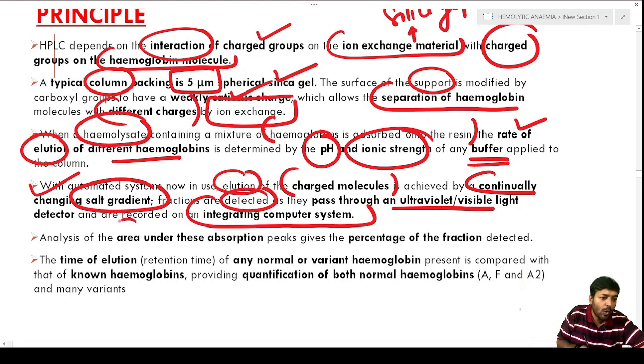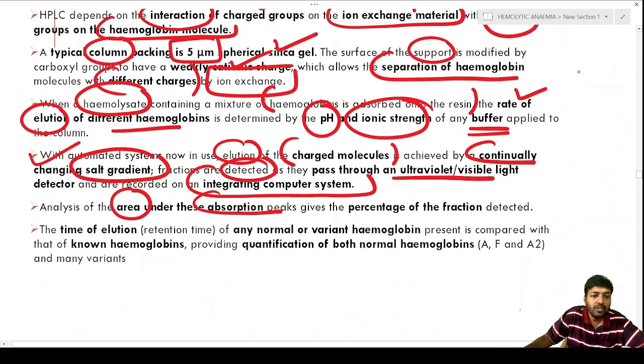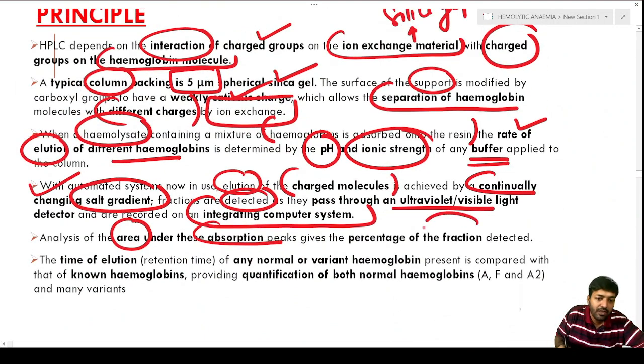So, analysis of the area under the absorption peak. As I told you, if you analyze, for example, HbF, this is the area under the peak. For HbA1c, this is the area. For HbA, this is the area under the graph. So the area under the graph that you are watching gives you the fraction of that particular component. Understand? It gives the fraction, the percentage, of that particular component that is detected.